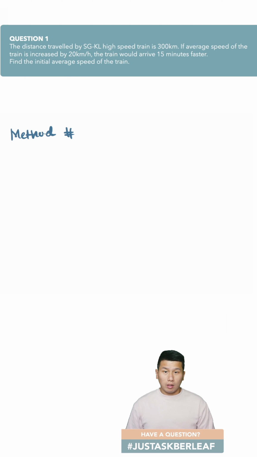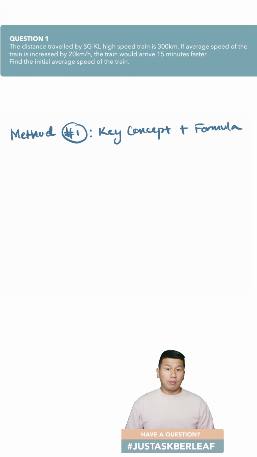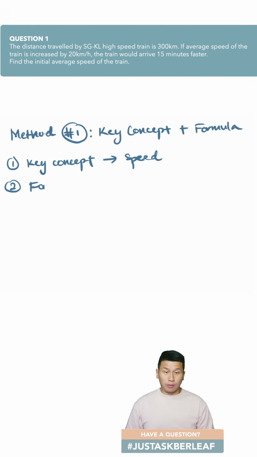Okay, which is to identify the key concepts and formula. A key concept is basically a topic that you have learned in math. For instance, the obvious one in this question would be that of speed, right? And hence the relevant formula you can find would be that of what we always know: speed equals distance over time.